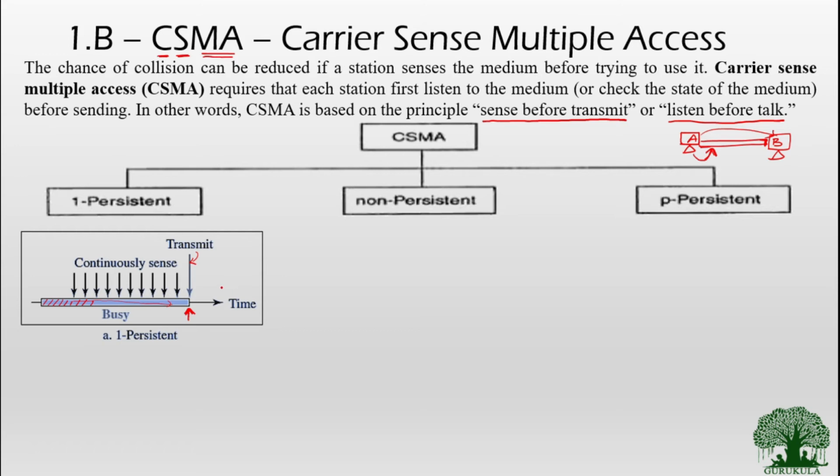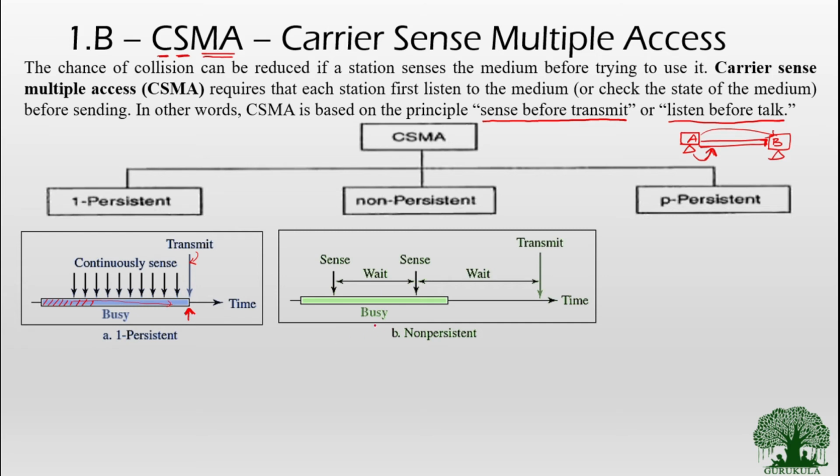Here the drawback of this particular behavior is that we have to continuously sense the channel until the channel becomes free. So we go for another behavior, which we call non-persistent. In non-persistent, you can see that first of all a sending station will sense a particular channel, and the channel is found to be busy at this particular point in time.